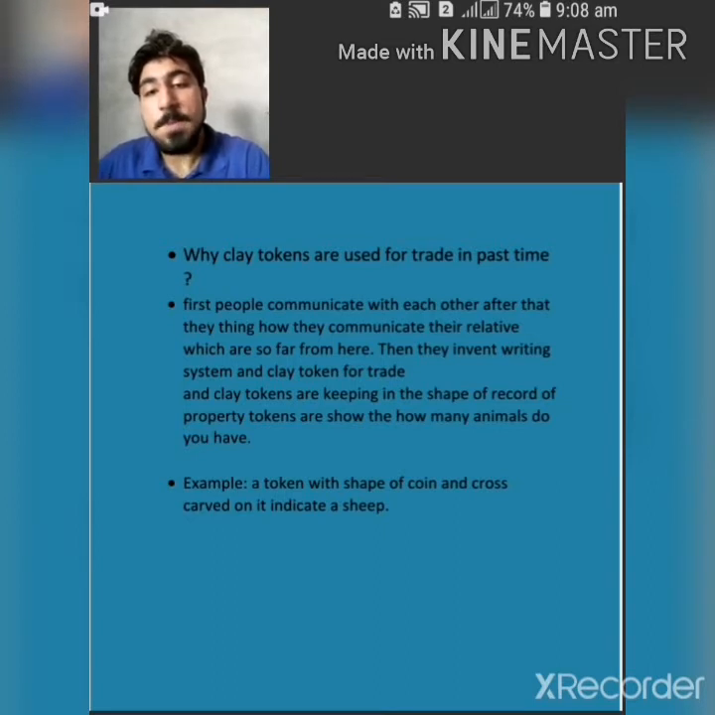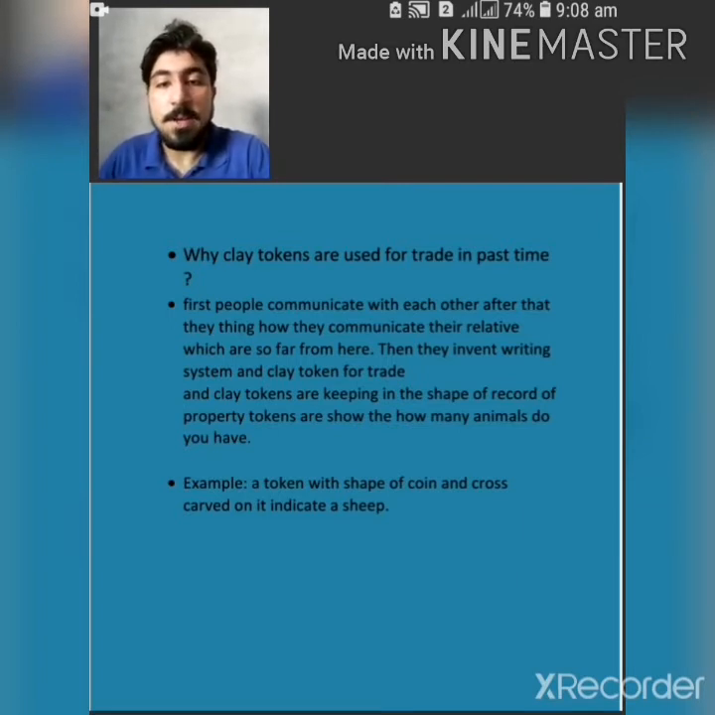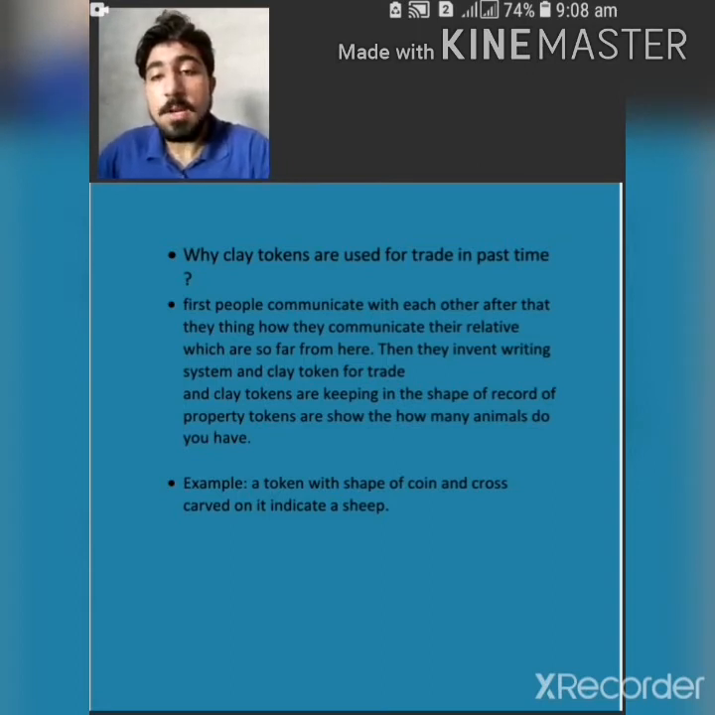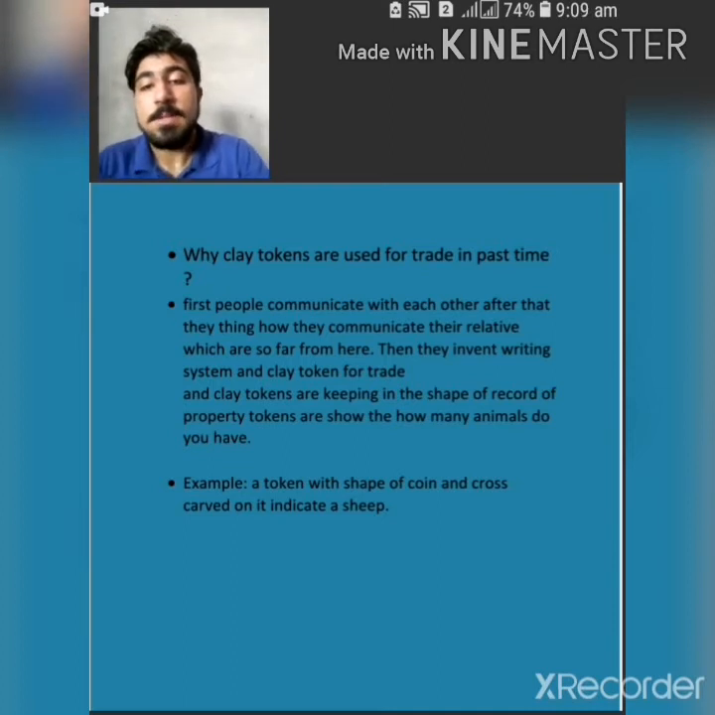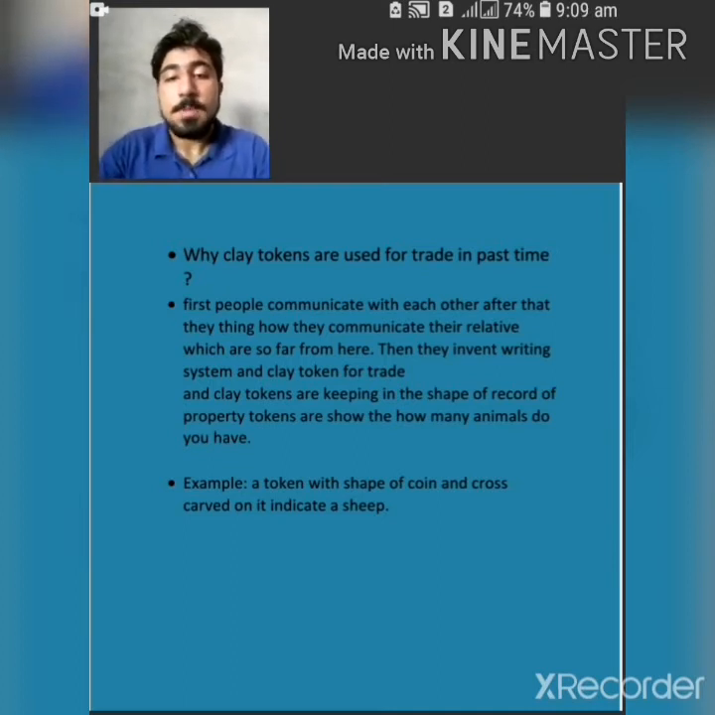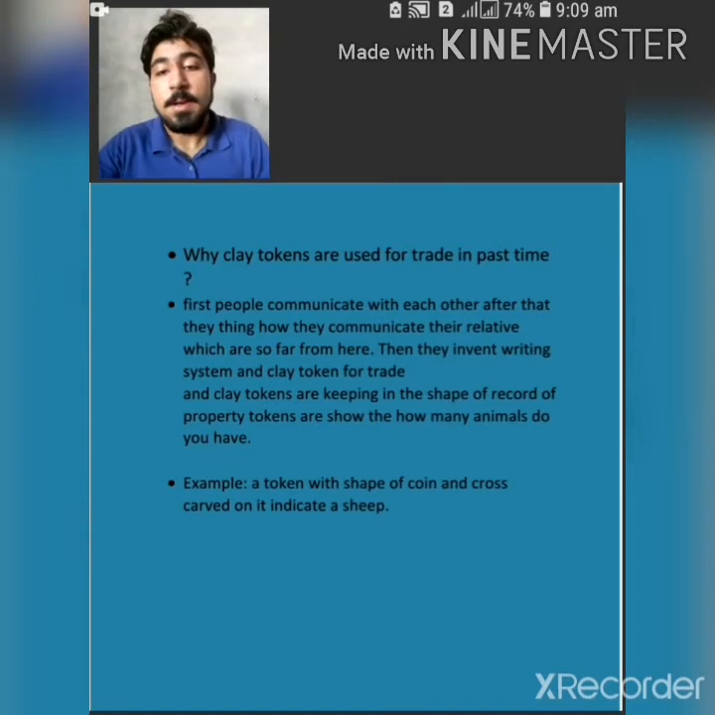It means first people communicate with each other, solve problems, and connect with each other in society in many places. After that, they think about how to talk with their friends and relatives who are living so far from here. And after that, they invent the writing system. They send letters to their friends, relatives, and other famous personalities and scholars.